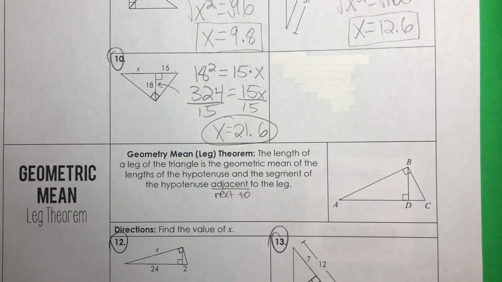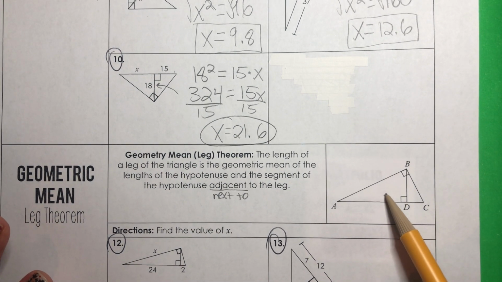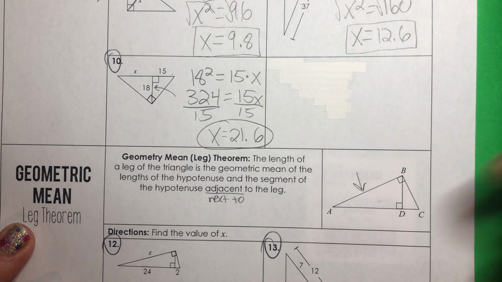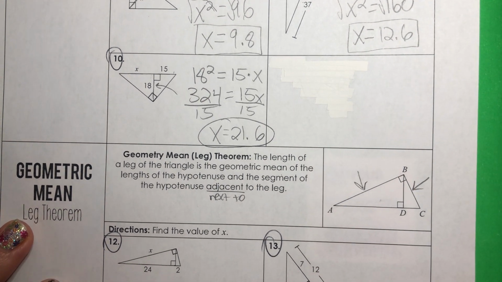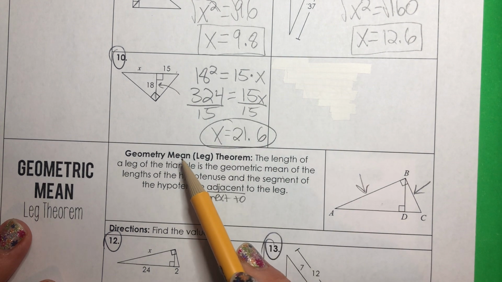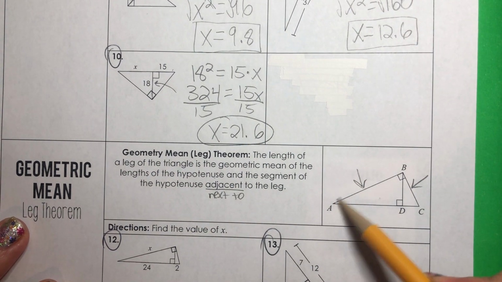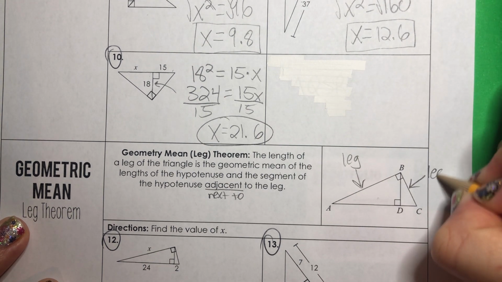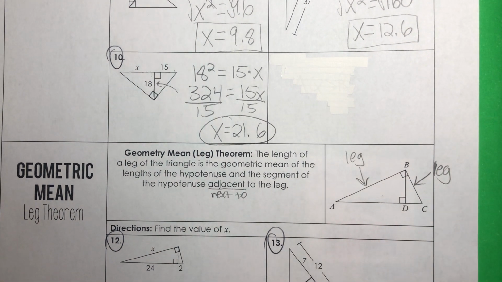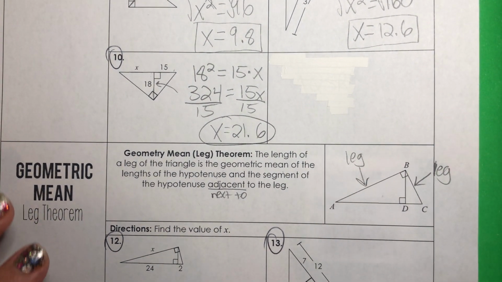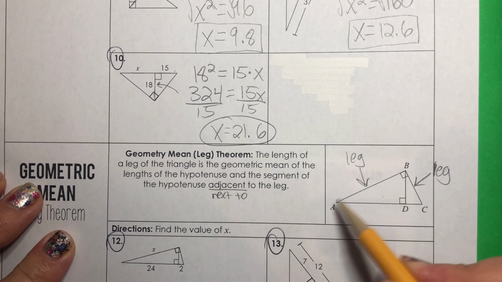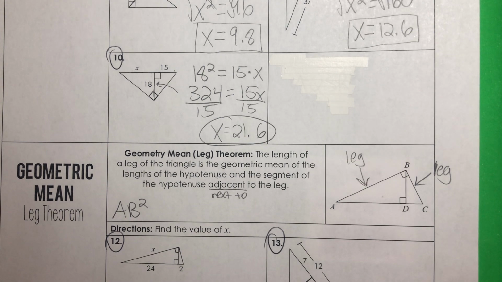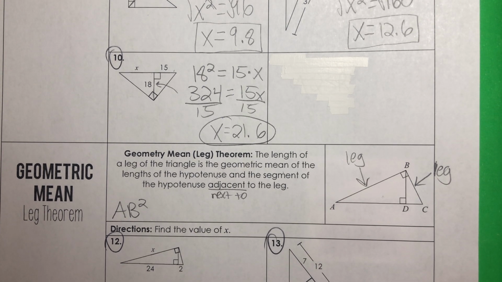Okay, so based off this picture here, this right triangle has legs AB and BC, because this is the geometric mean leg theorem. So this is a leg and this is a leg. The leg is the geometric mean, which means if I'm talking about leg AB, I'm going to write AB squared. It's not the altitude squared this time.